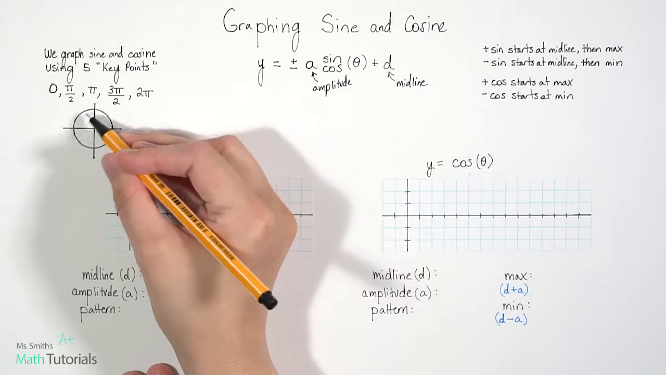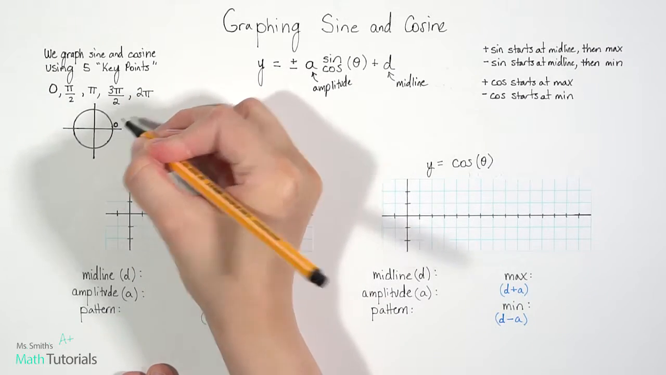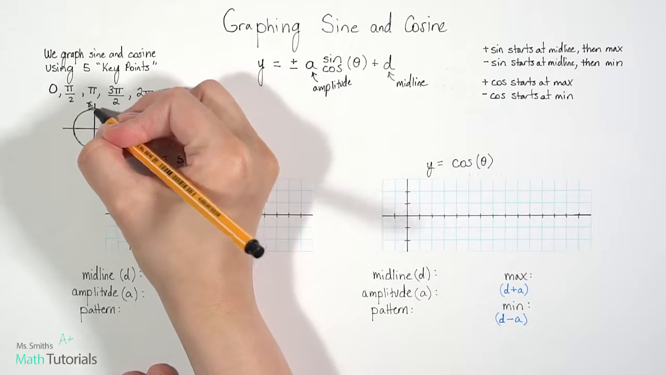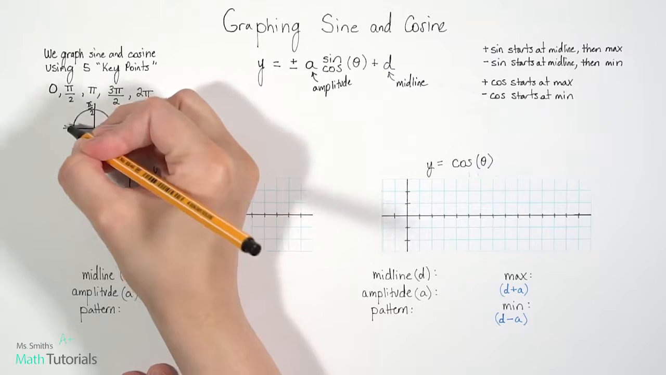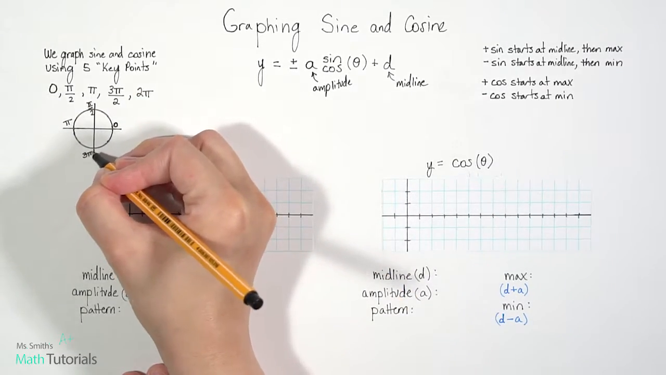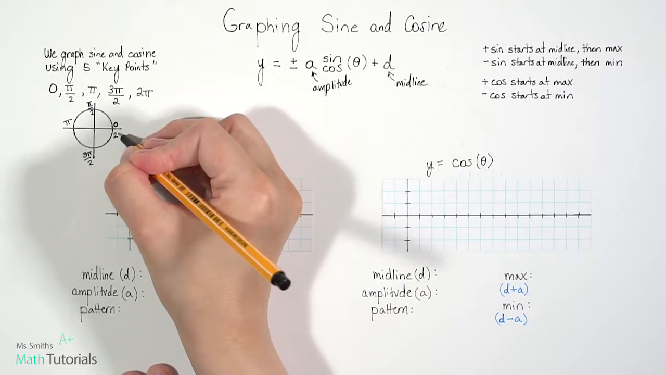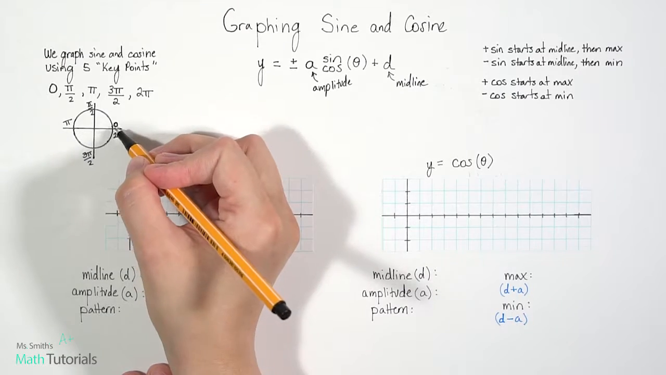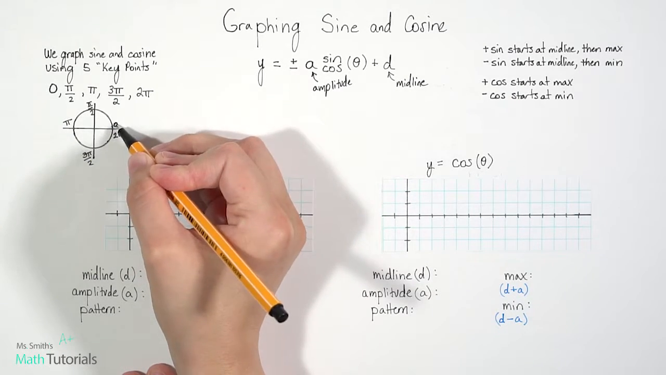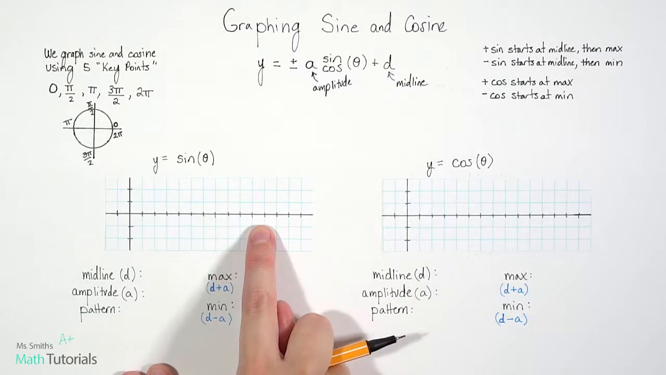And so I've drawn just a little picture of the unit circle here. So 0 would be right here. Pi over 2 would be right here. Pi would be over here. 3 pi over 2 would be down here. And we would come back around to 2 pi right here. So what we're doing is we're looking at one time around the circle, and we're going to be creating one period of each graph.